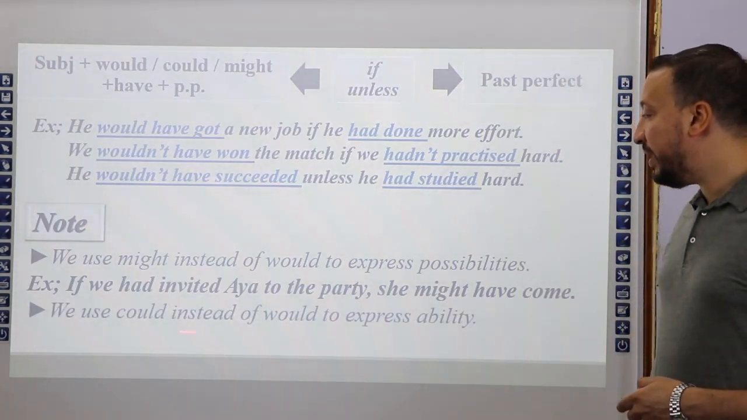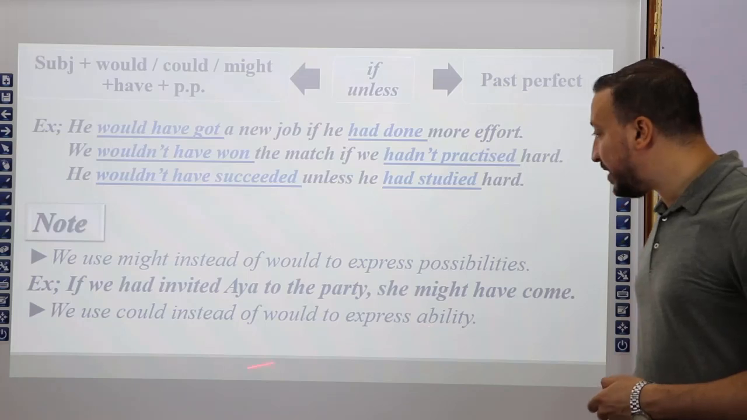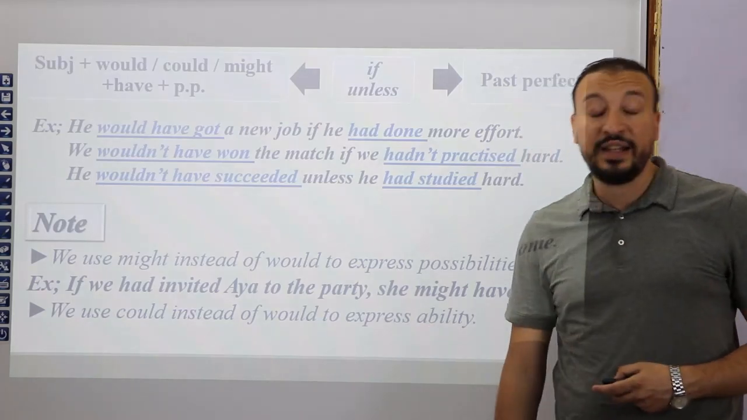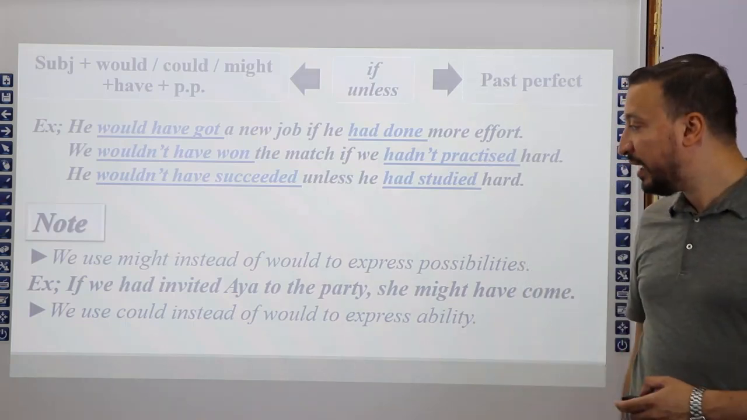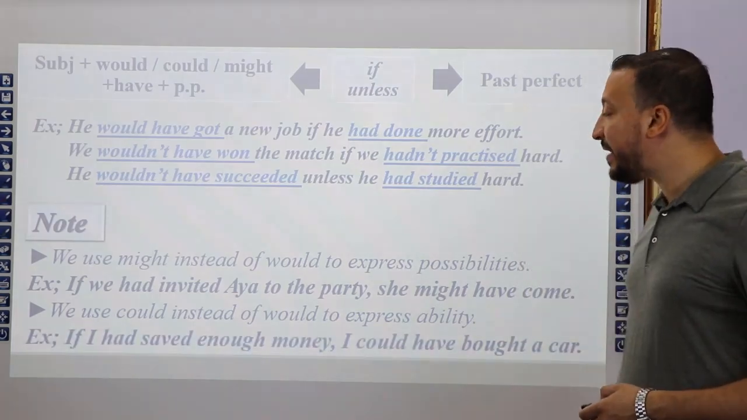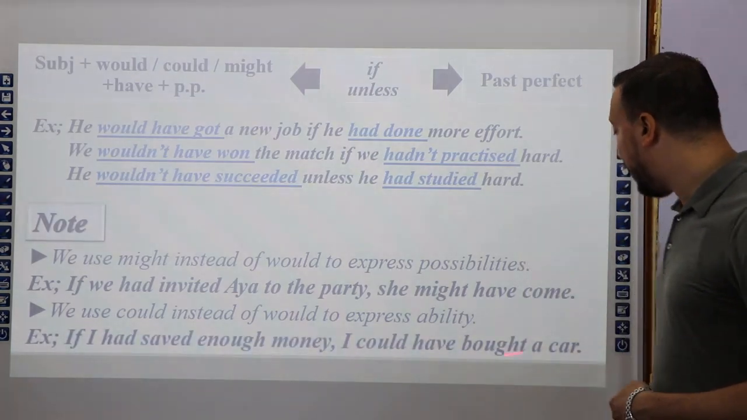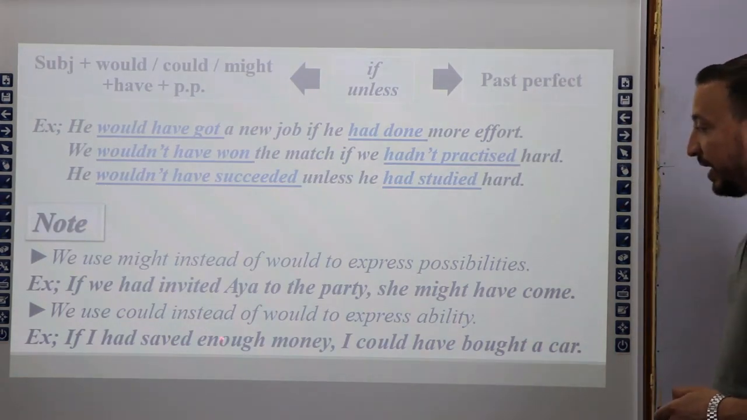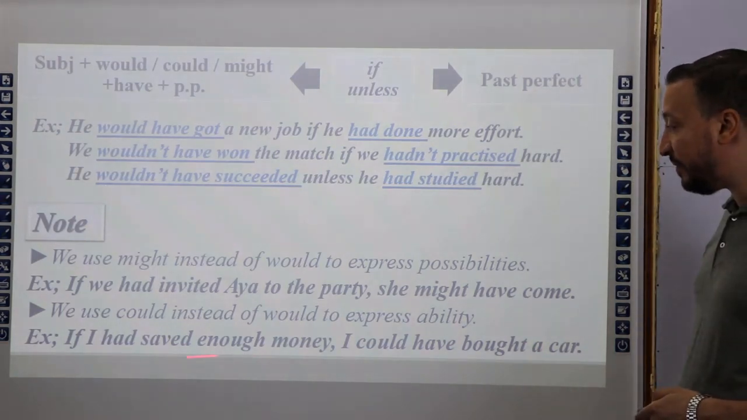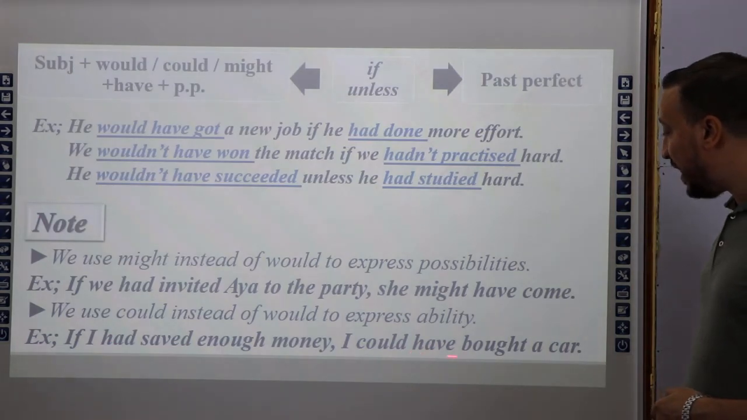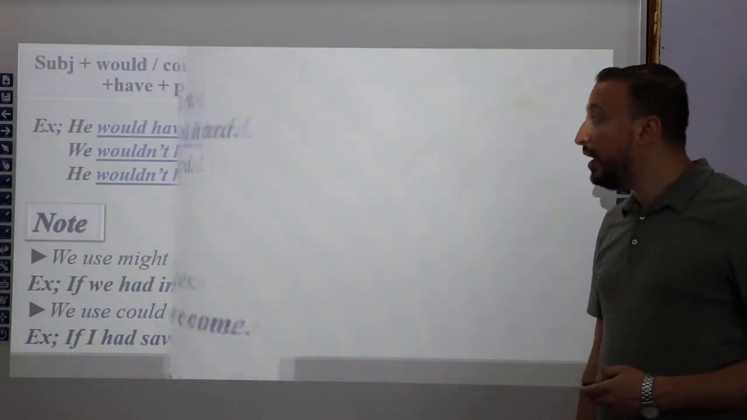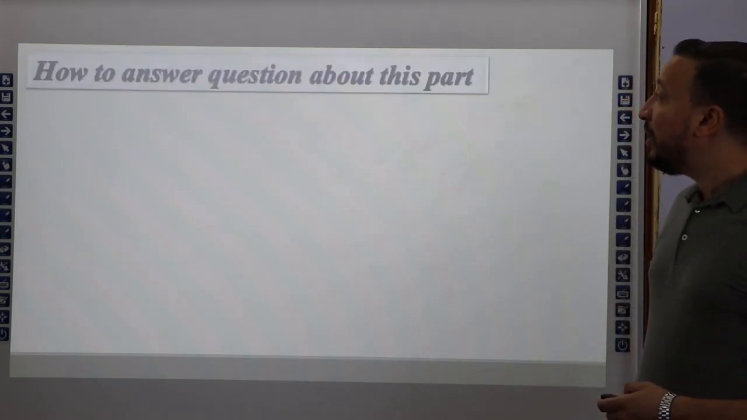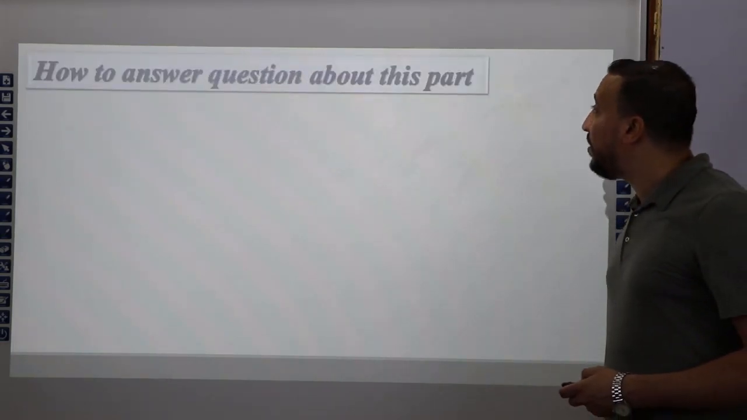We use could instead of would to express ability. Like, if I had saved enough money, I could have bought a car. Had saved, could have bought. Now, how to answer questions about this part.